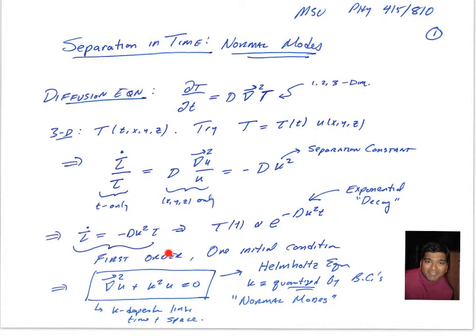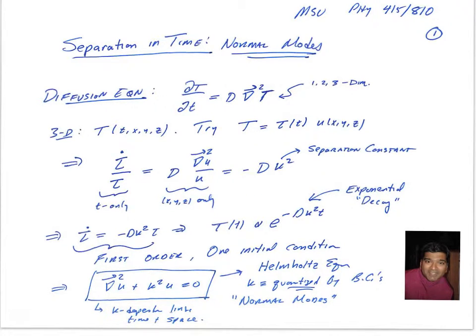If we solve the equation for time, we get tau dot equals minus D k squared tau, or tau is a decaying exponential in principle, e to the minus D k squared t, and that's why we chose the separation constant with this sign, because in most cases, for example, when we're talking about diffusion of temperature or heat, the temperature decays in time and doesn't grow exponentially in time. Since this is a first-order equation in time, we expect there to be one initial condition we'll need in order to solve this equation.